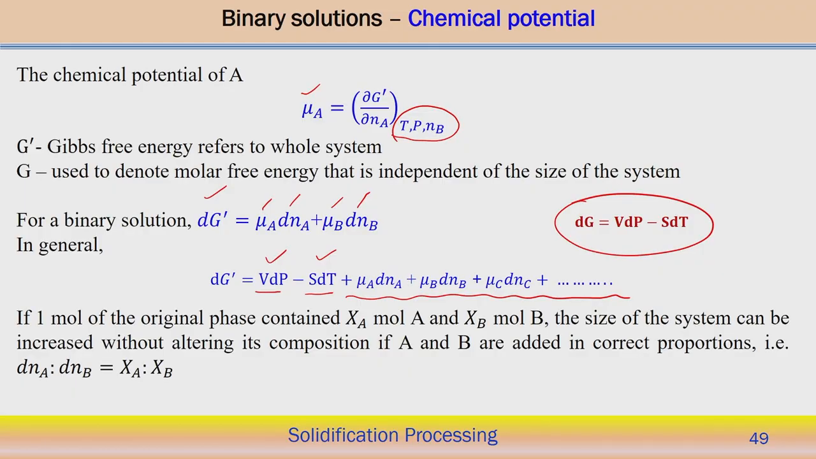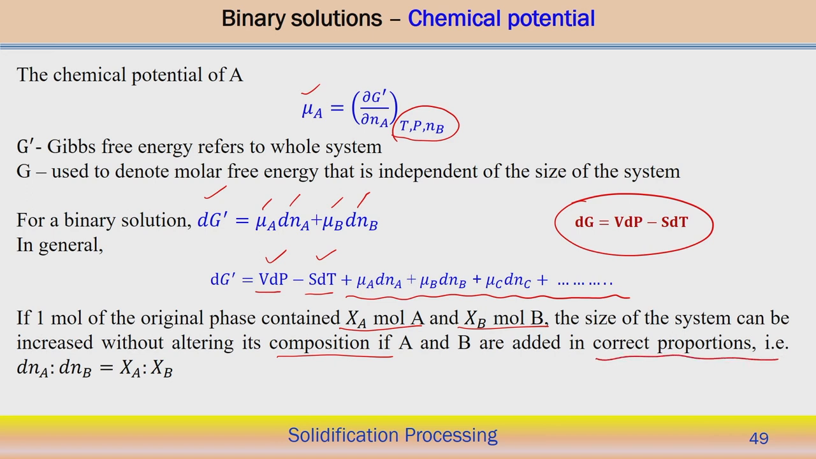Now, if 1 mole of the original phase constitutes x A moles of A and x B moles of B, then the size of the system can be increased without altering its composition. If you take a larger scale, a significant amount, then as per the chemical potentiality A and B can be added to the solution. With x A mole and x B mole defining the size of the system for a binary solution, A and B can be added in their correct proportion.